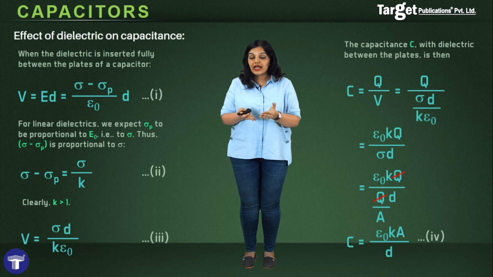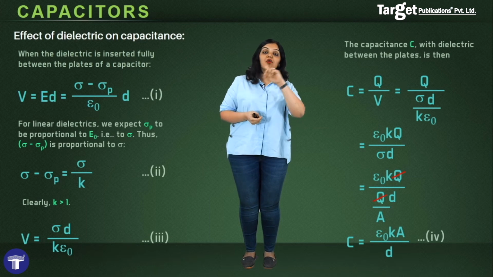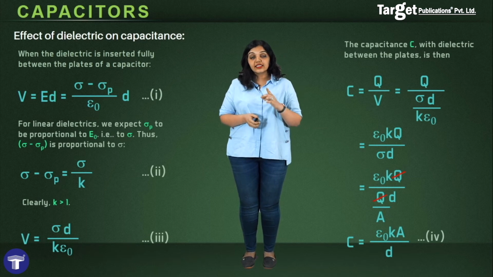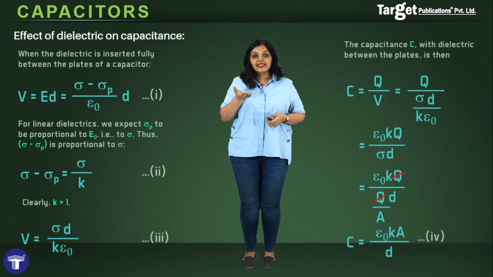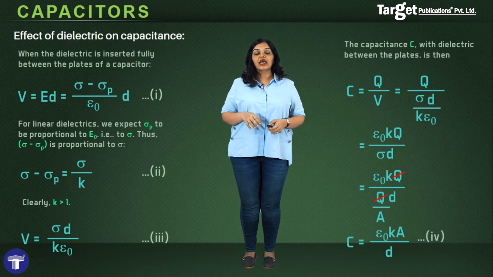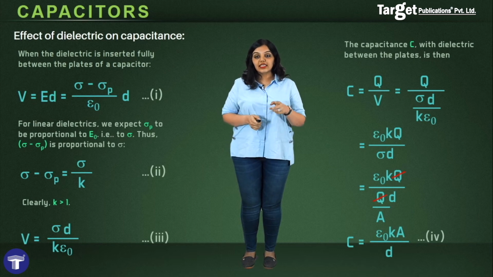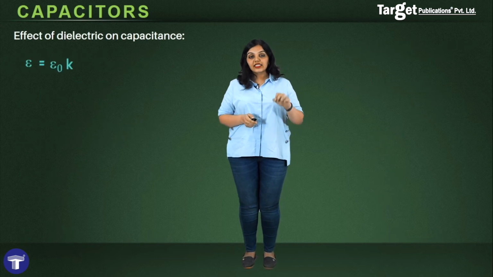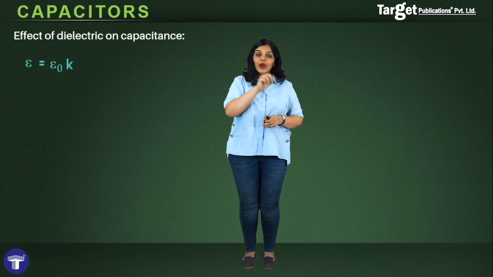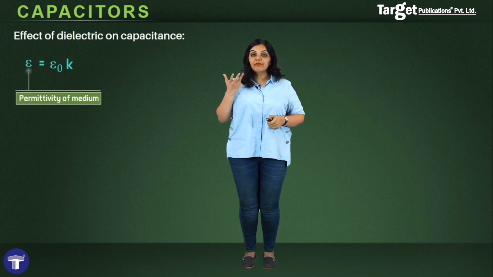So the new capacitance is k times the old capacitance, and k is greater than 1, and therefore you can see that capacitance has actually increased by adding the dielectric between the two plates of the medium. So finally I can say that this equation has a constant called epsilon naught k. This epsilon naught K together is the new epsilon, which is the permittivity of the medium.